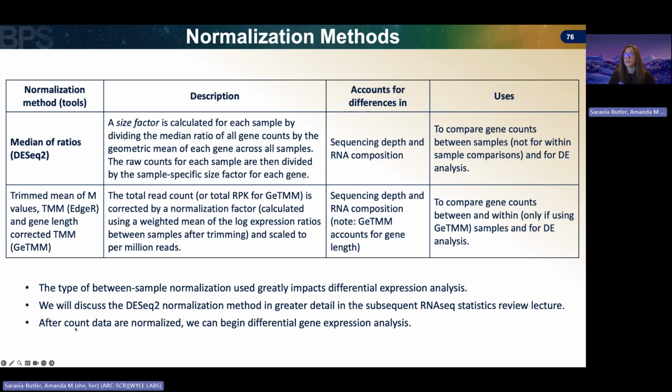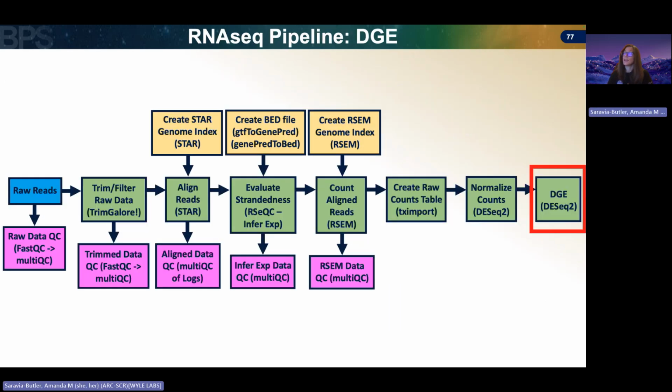And so after we normalize our count data, again, making sure for differential gene expression that we normalize for both read depth and RNA composition, then we're able to do differential gene expression, comparing the gene expression between different groups of samples. And so that's the very last step of this pipeline. So after we normalize that count data, we can then do differential gene expression analysis. We also in GeneLab use DESeq2 for differential expression analysis.